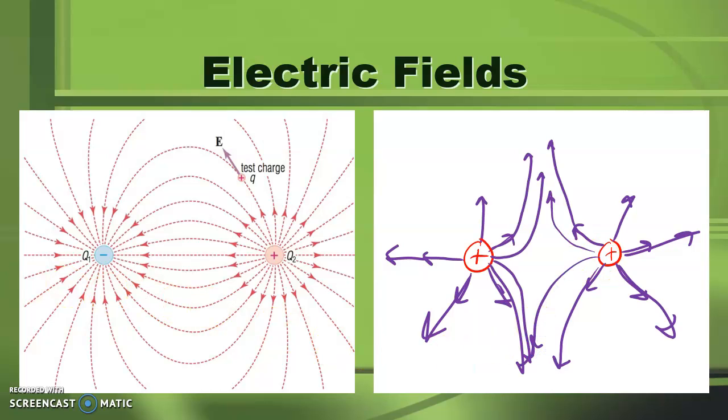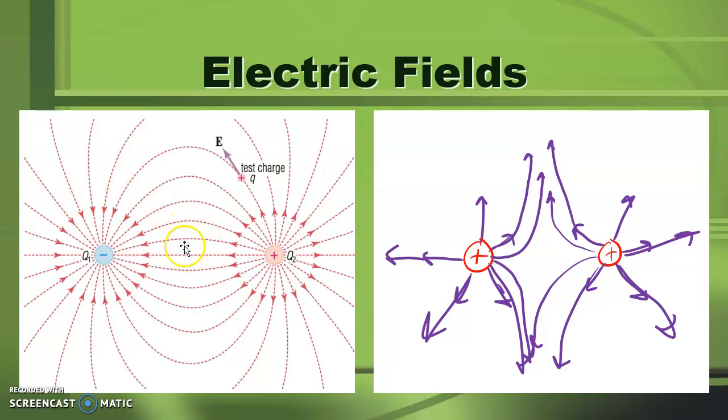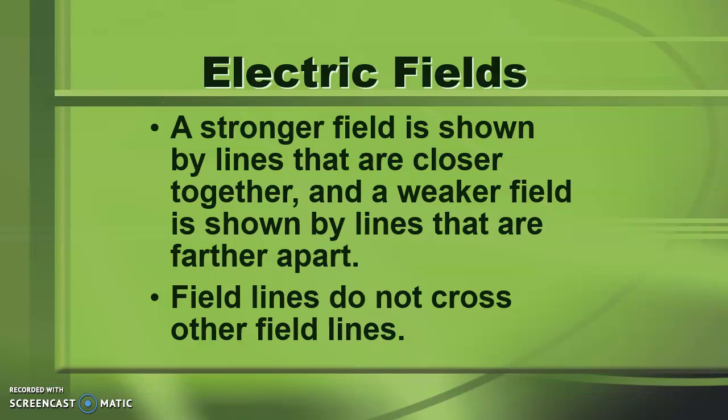So when we look at these field lines, we should know that a stronger field is shown by lines that are closer together. All right, lines that are closer together. In these cases, these lines right here, this is a stronger pull than the ones that are farther apart. And field lines do not cross other field lines. So when you're drawing these field lines, they're not supposed to cross. They can merge if they are opposite charges, but they do not cross. All right, they kind of repel each other. Cool? Cool.